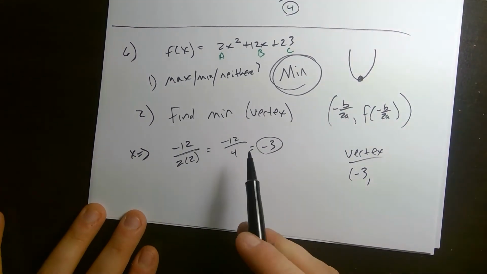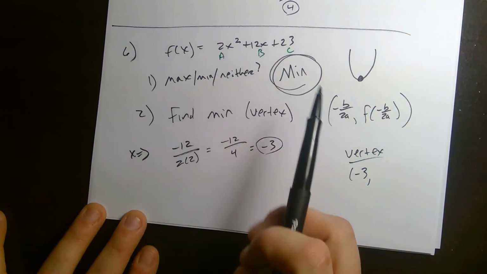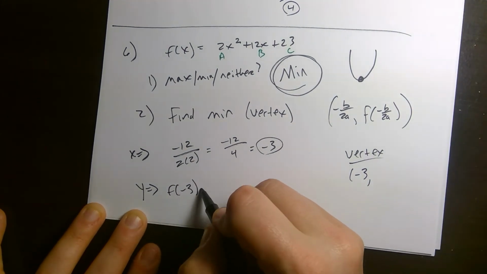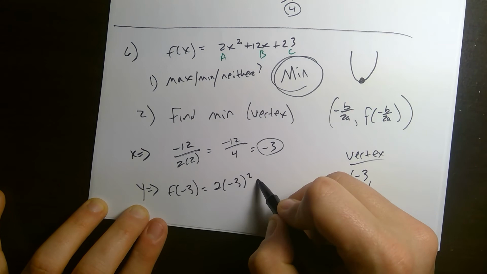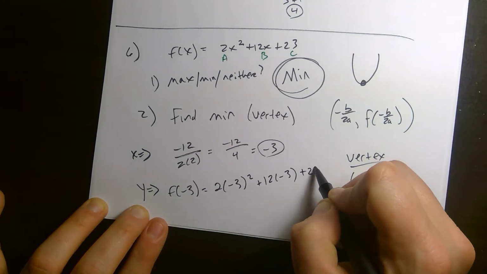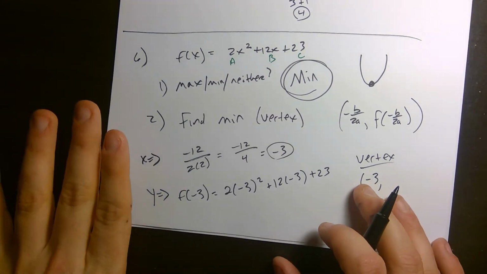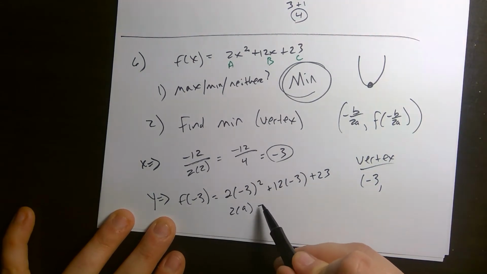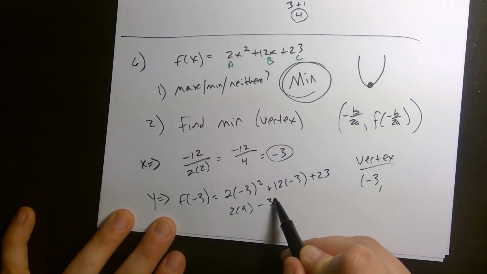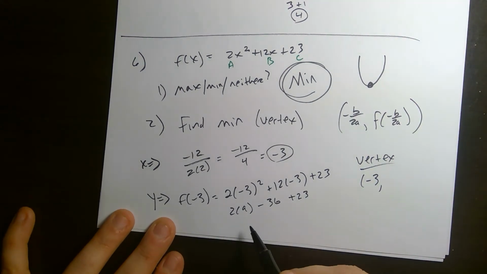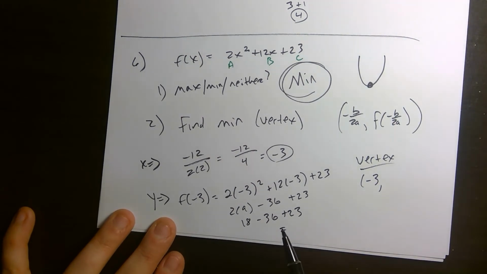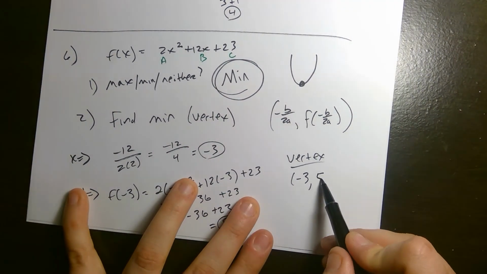Since I have negative 3, I'm going to go back to my original function, and everywhere I see an x, I'm going to put the negative 3. To find my y value, I'm going to say f of negative 3 equals 2 times negative 3 squared plus 12 times negative 3 plus 23. Again, this is now an order of operations problem. Negative 3 squared is going to give me 9, so I have 2 times 9. And 12 times negative 3 is negative 36. Don't forget your constant of 23 over here. 2 times 9 is 18, minus 36, plus 23. When you type all of this into your calculator, you're going to get a positive 5. That's my y value. And so I come back over here to my vertex, comma 5.